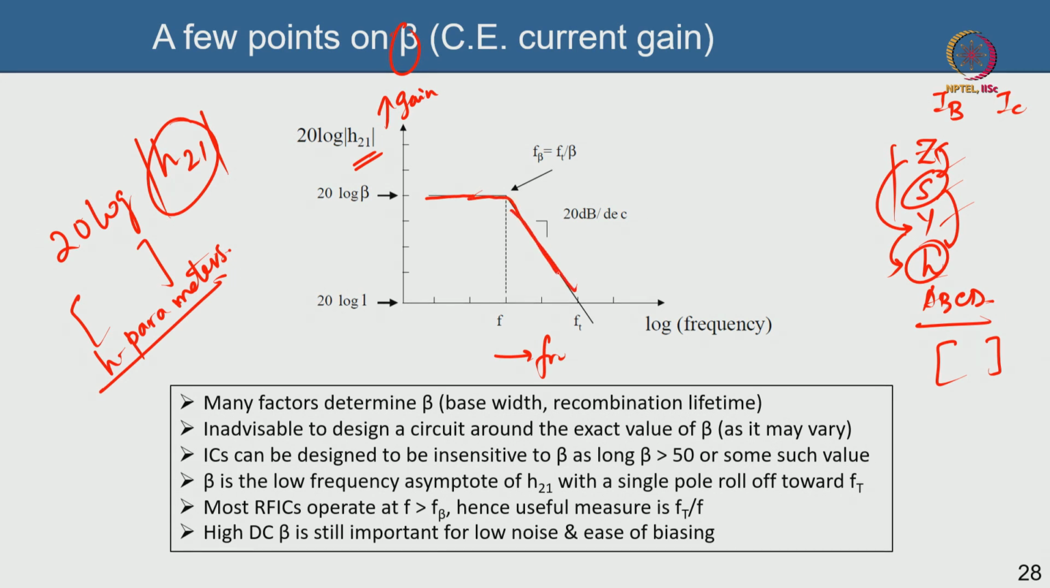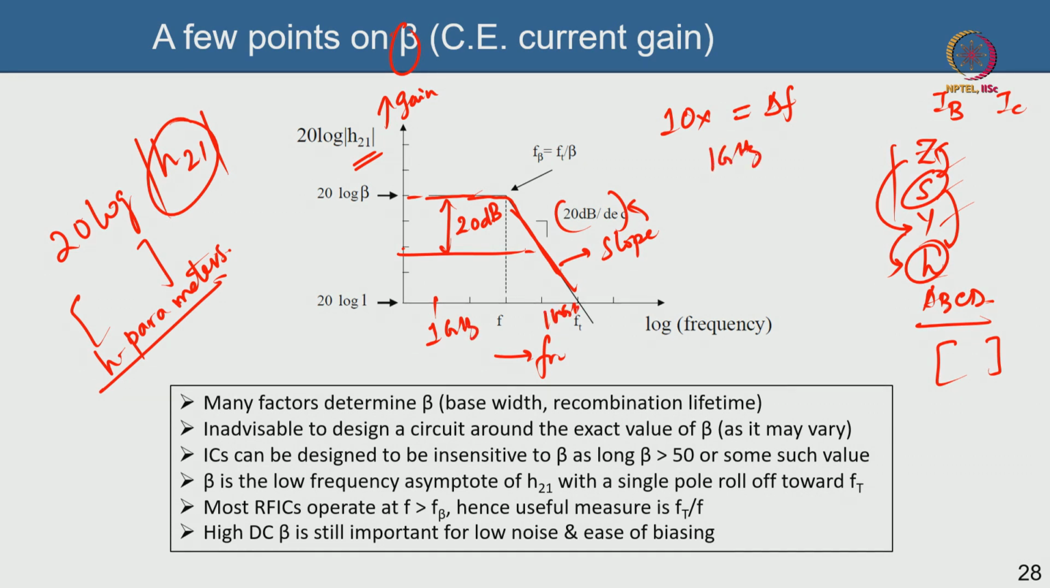Typically the slope at which it falls down is 20 dB per decade, which means the gain will fall by 20 dB for 1 decade. What does 1 decade mean? 1 decade means a 10 times change in the frequency. If I go from say 1 gigahertz to 10 gigahertz, that is 1 decade. 10 gigahertz to 100 gigahertz is another decade. So, between 1 gigahertz and 10 gigahertz my gain will fall off by 20 dB. From 10 gigahertz to 100 gigahertz my gain will fall off by 20 dB.